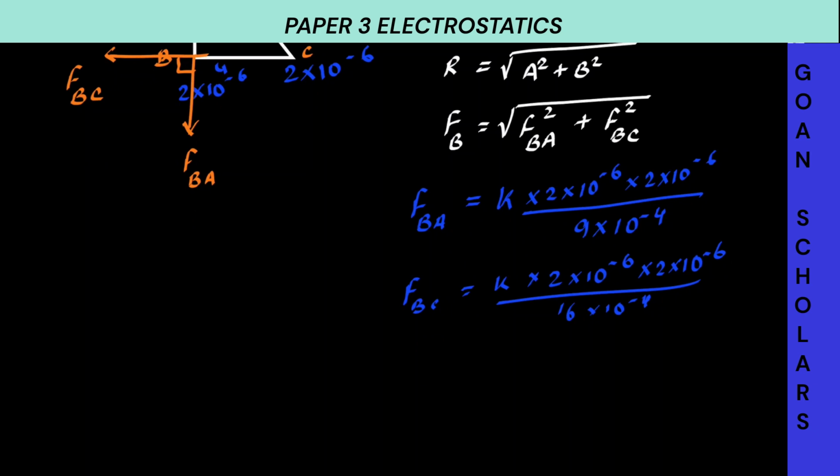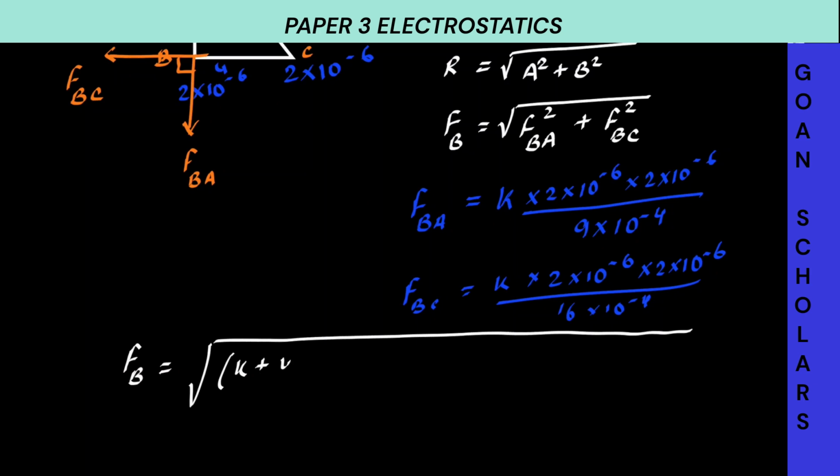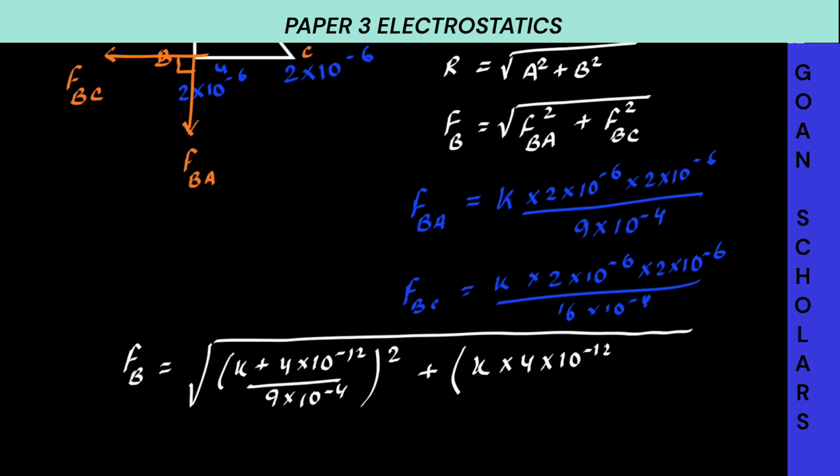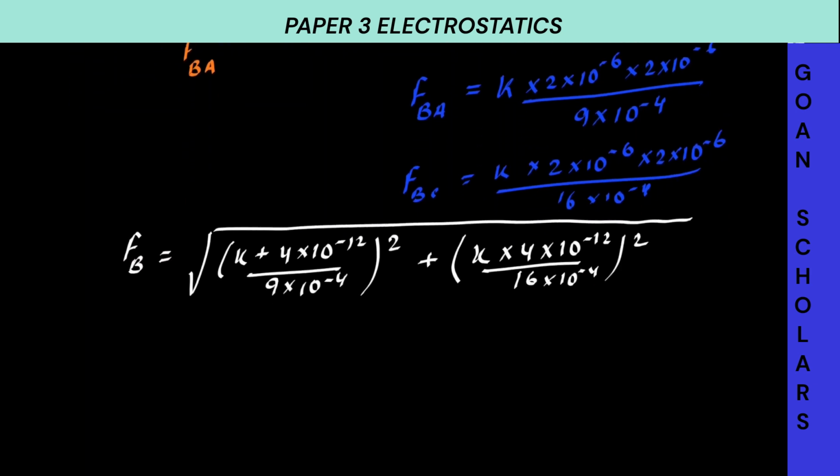Let's substitute in the resultant formula to figure out our net force. So FB will be equal to root under FBA square. Let's substitute here: K into 2 2s are 4 into 10 to the power minus 12, whole divided by 9 into 10 to the power minus 4, whole square, plus FBC, which is K into 4 into 10 to the power minus 12, whole divided by 16 into 10 to the power minus 4, whole square. Now what will we do? We will take K common out.